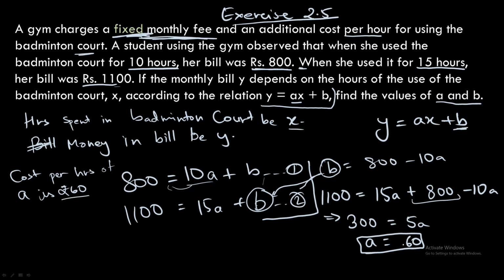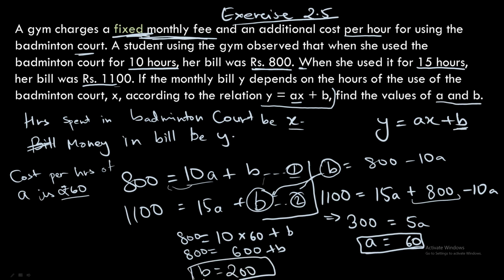Now, since we have found the value of a, we can substitute in any one of these equations. So I'm going to go with equation 1. So let us solve this. 800 is equal to 10 times 60 plus b. We don't know the exact value of b yet. So solving this, 800 is equal to 600 plus b. By this equation, we get b is equal to 200.